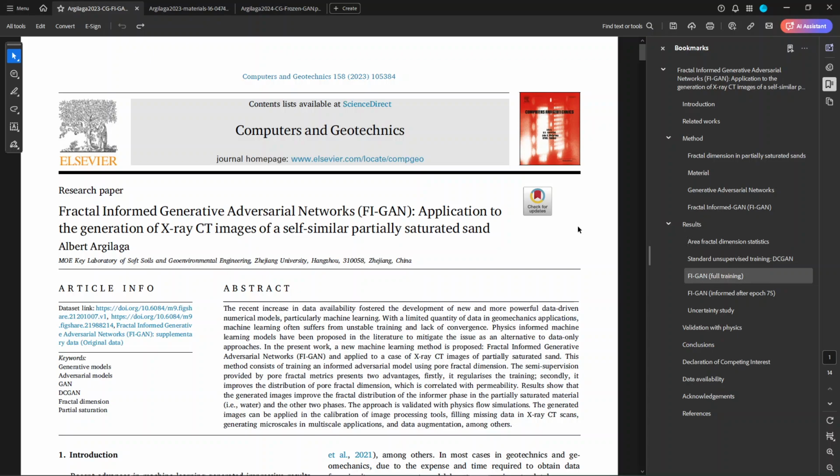Hello everyone, in this video we'll talk about generative adversarial networks and more in particular about its application to the generation of X-ray CT images of a partially saturated sand. So this is my work during my time as an assistant professor in Zhejiang University in China.